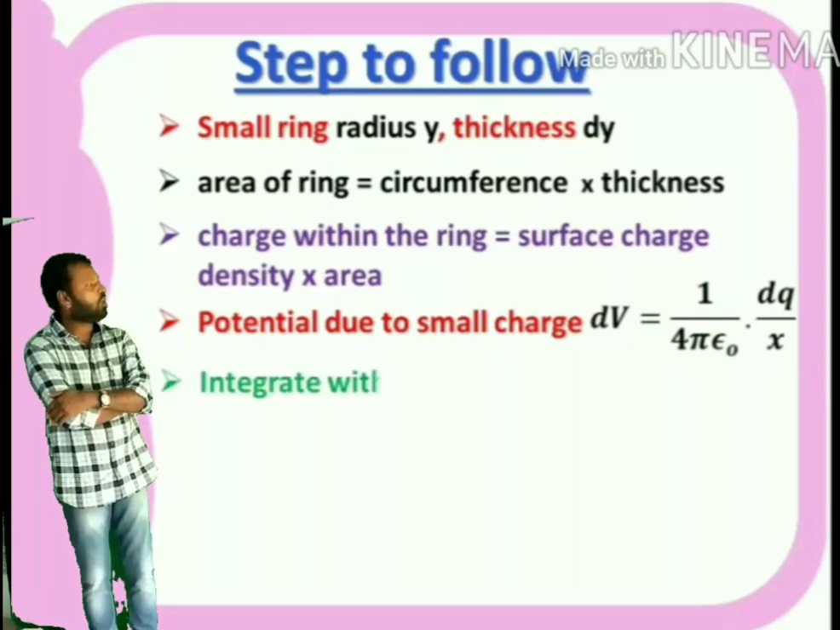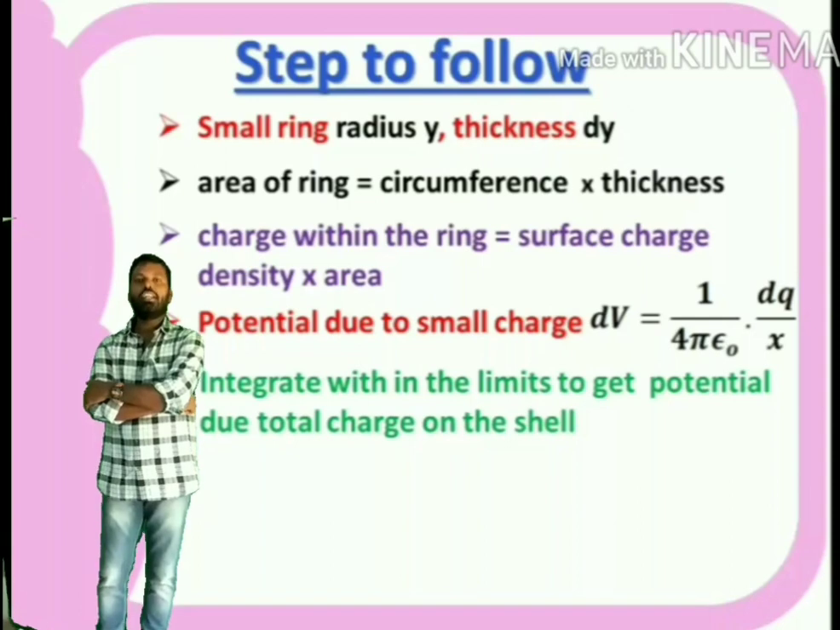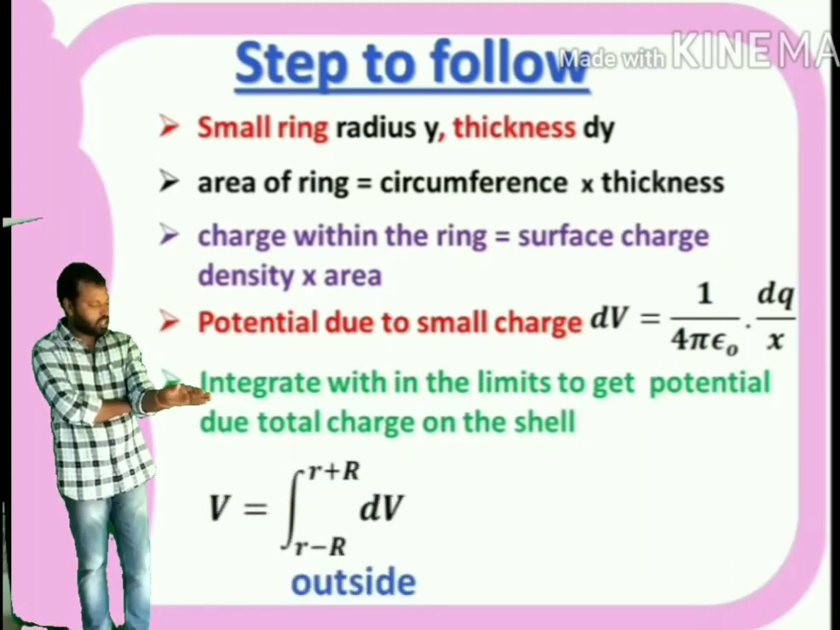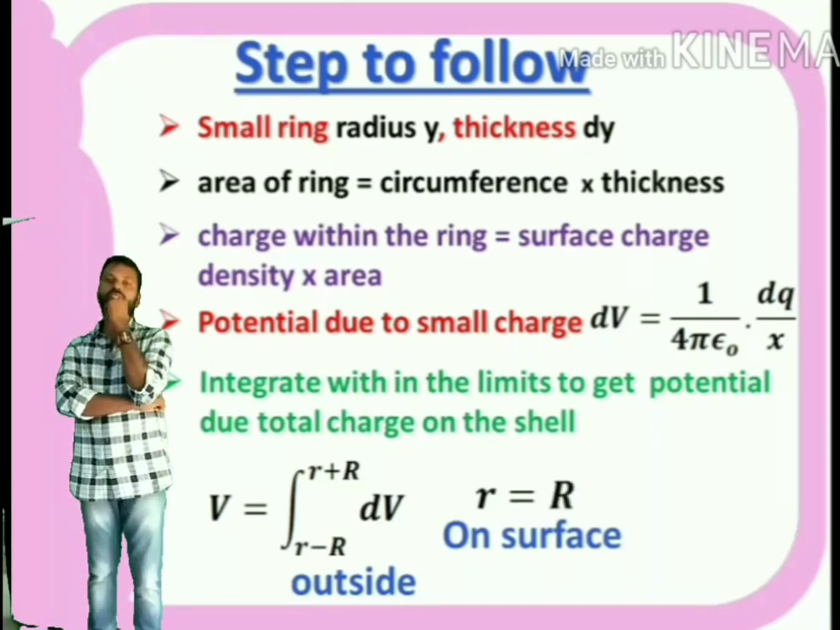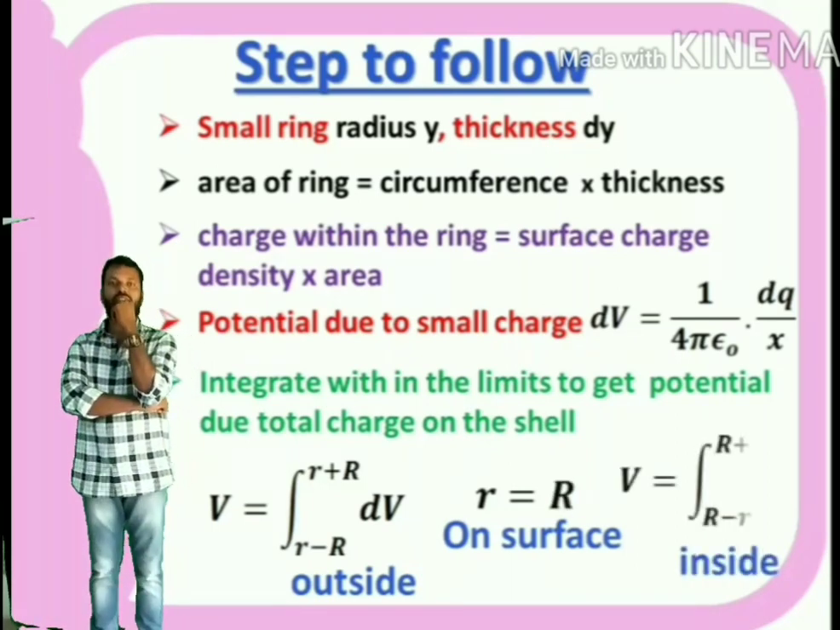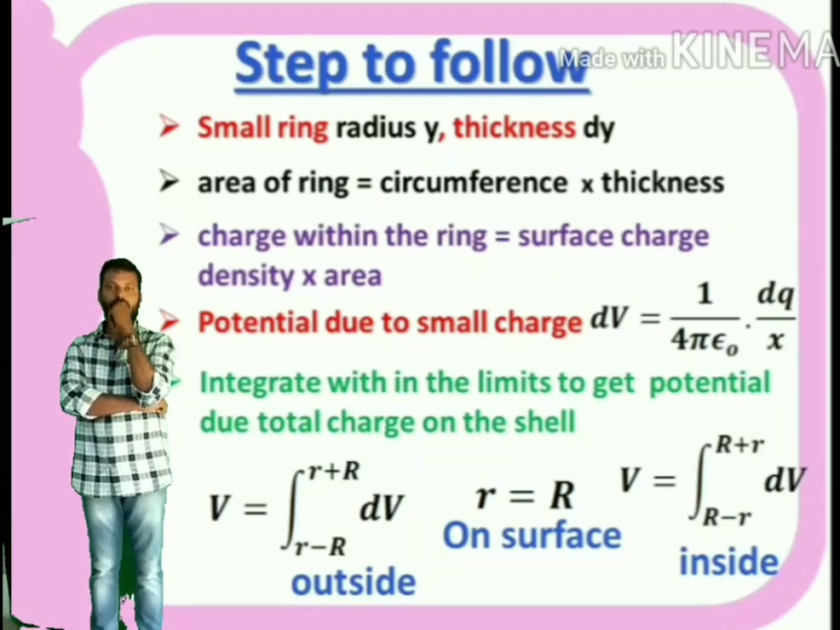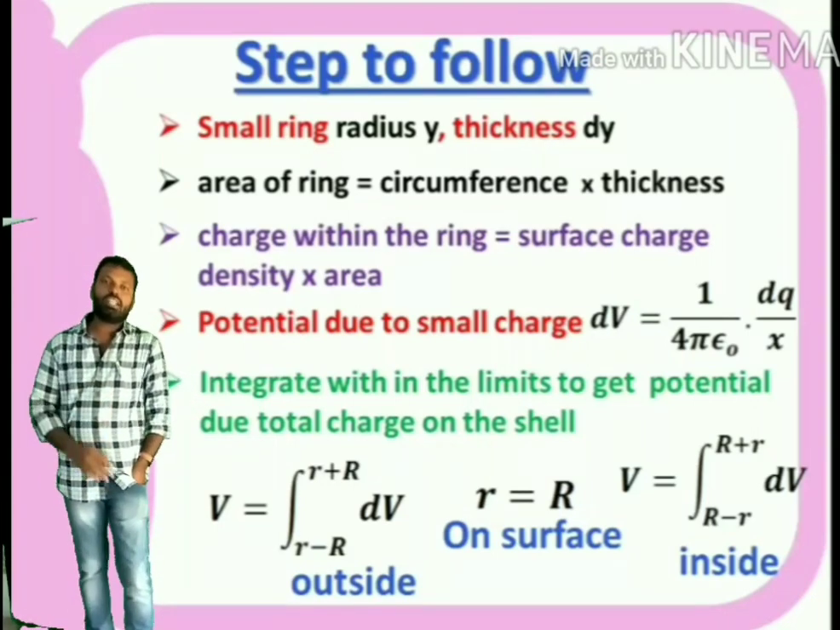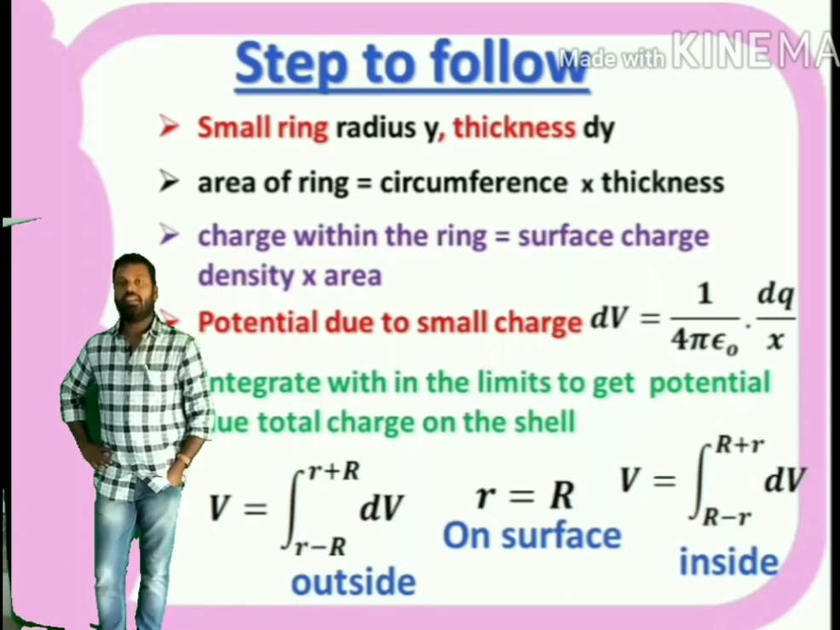After that, what we have to do? We have to integrate within the limits. For each case, limits will change. For an outside point, my limits are small r minus capital R to small r plus capital R. And for on the surface, small r becomes capital R, and for inside the surface, capital R minus small r to capital R plus small r. Within these limits, we have to integrate to get potential due to outside, on the surface and inside.